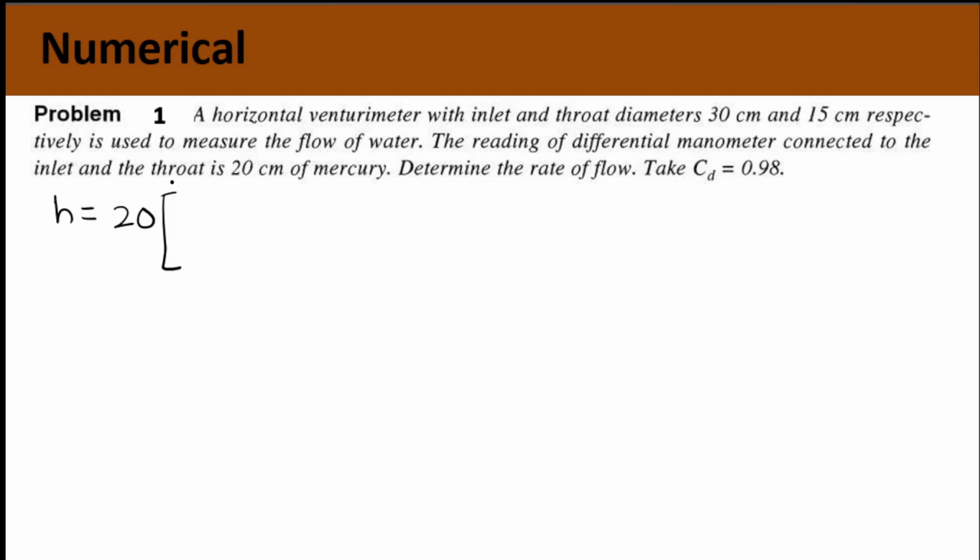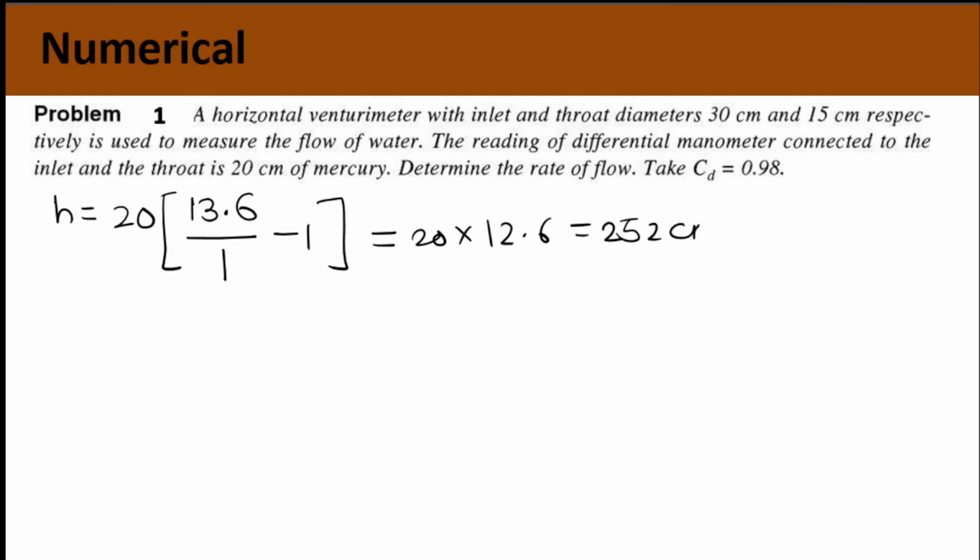Mostly widely used liquid in the manometers is mercury. So one should have the knowledge of mercury specific relative density. So 13.6 is the specific gravity of mercury and specific gravity of water is 1. Okay, so value of H can be found out as 20 into 12.6. So that value is 252 centimeter of water.